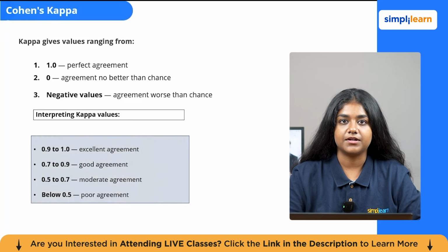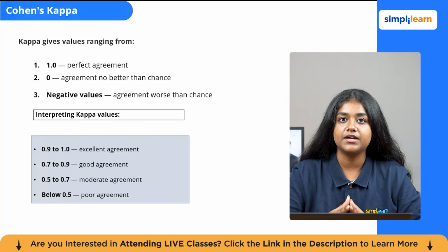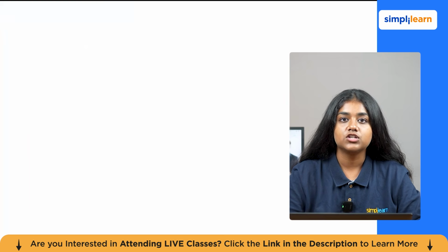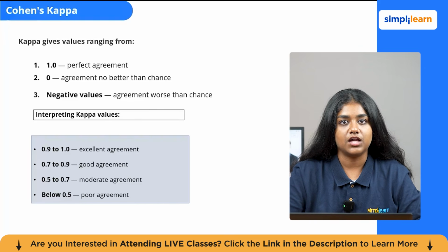So let's interpret Kappa results. 0.9 to 1 is excellent agreement, 0.7 to 0.9 is good agreement, and 0.5 to 0.7 is moderate agreement, which may be acceptable depending on the stakes. Below 0.5 is poor agreement. The attribute inspection system is not reliable.